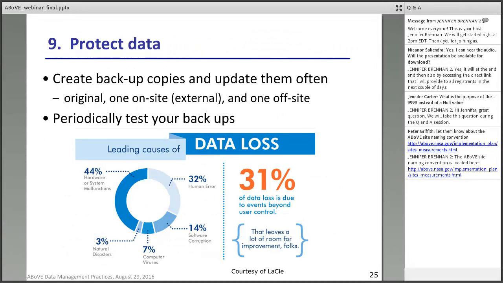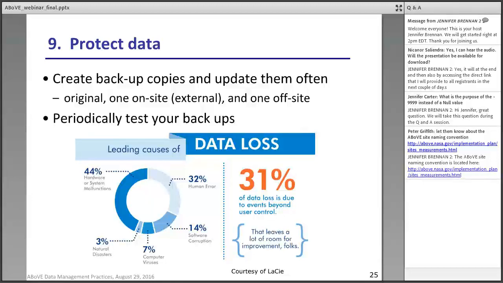Number 9 is to protect your data. You need to create backup copies and update them often. Now, we hear about this all the time, but it doesn't really hit home until you actually lose data, like I have, and then you remember to always have 3 copies of every vital data set.